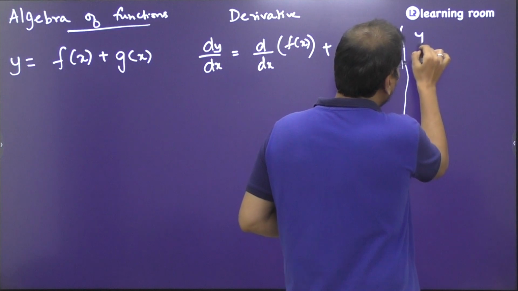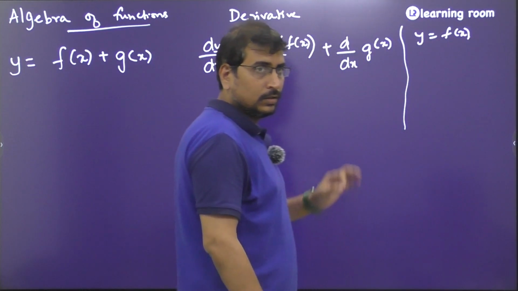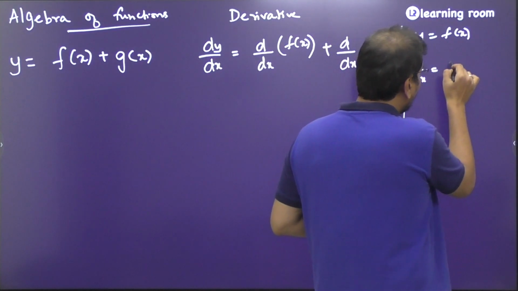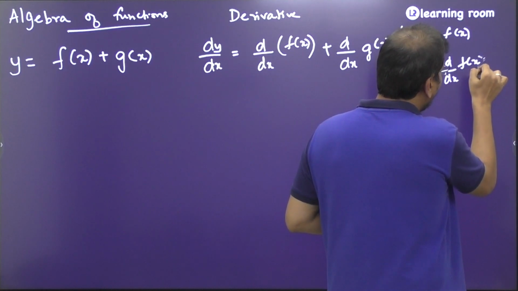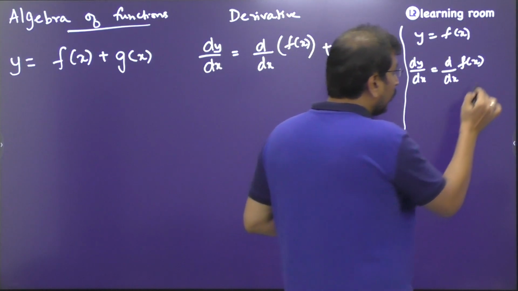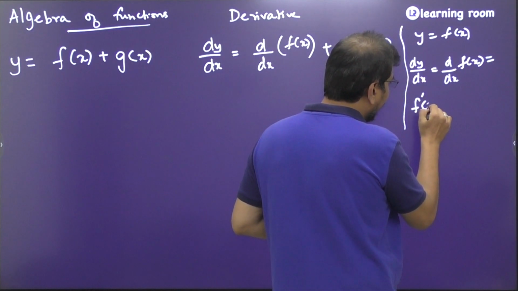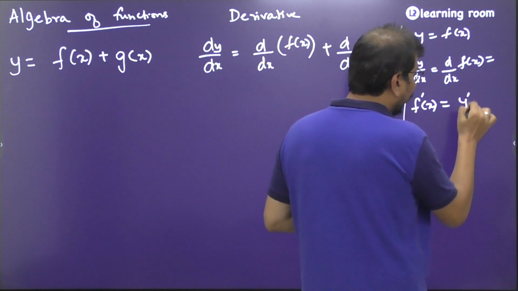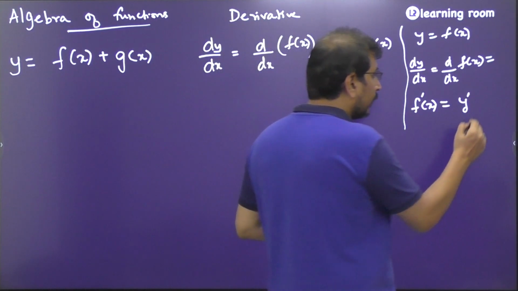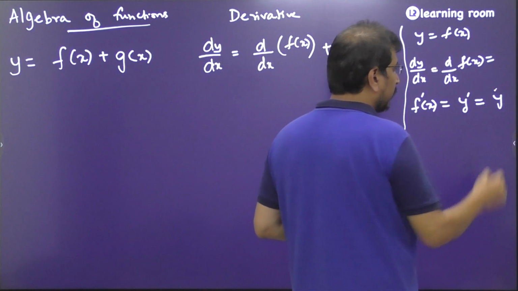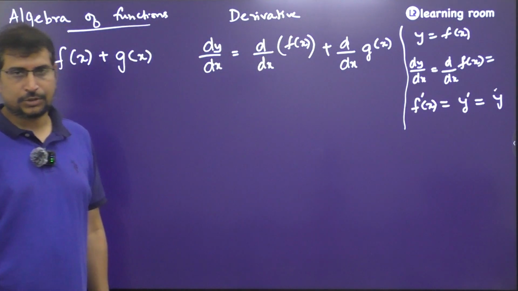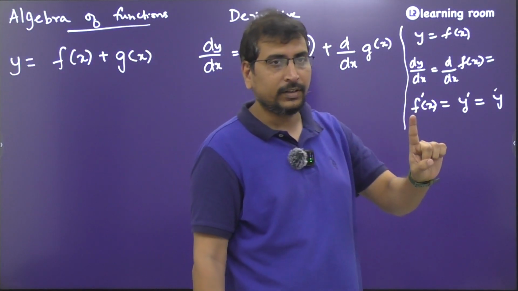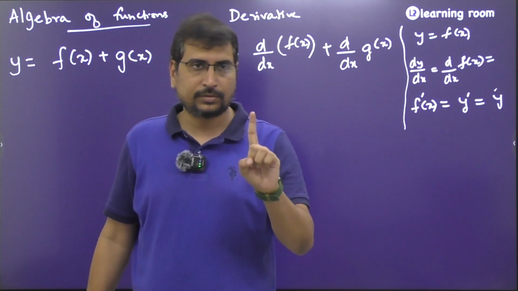When I have y is equal to f of x, listen to this carefully. Then I can write dy by dx as d by dx of f of x. This is one way of writing. Or I can write this as f dash of x. This is another way of writing. Or I can write this as y dash. Or I can write this as y with a dot on top of it. Everything means differentiation, and this is called the first derivative. It means you're differentiating the function once.